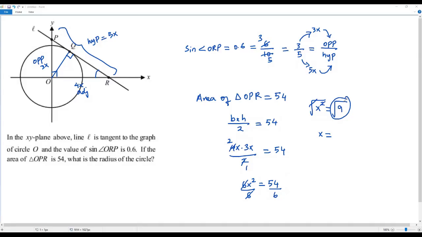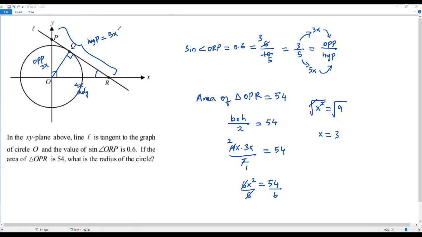If I consider the negative sign for the square root, then the value of this x will become negative. Then the value of this 4x will be negative and 3x will be negative. That is, the length of the side of the triangle will become negative. That is not possible. So we can consider only the positive sign for the square root, and the square root of 9 is 3. Here I got the value of x, that is x equals 3.